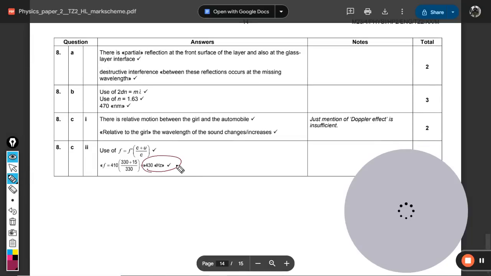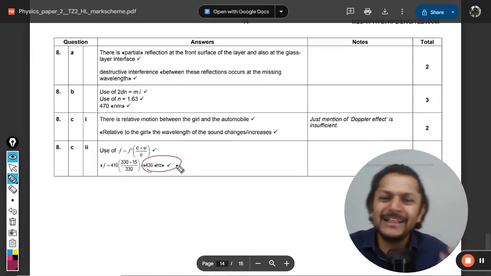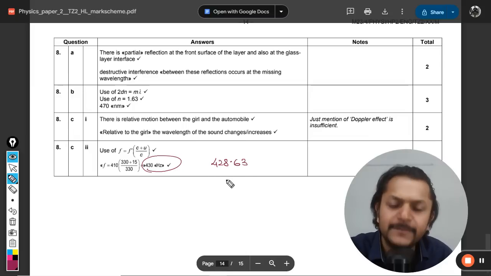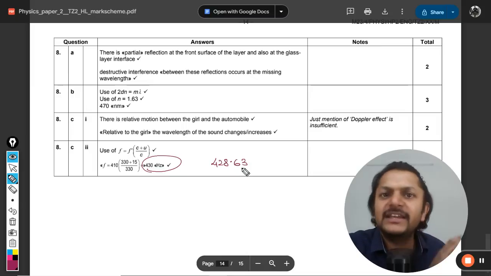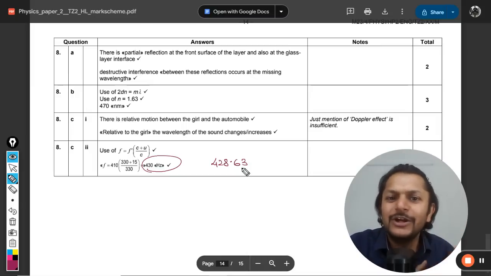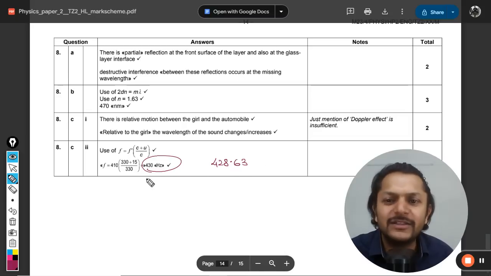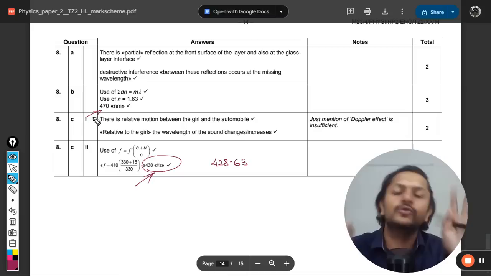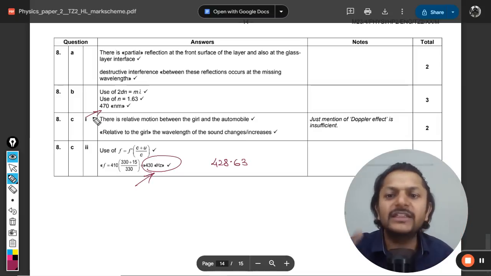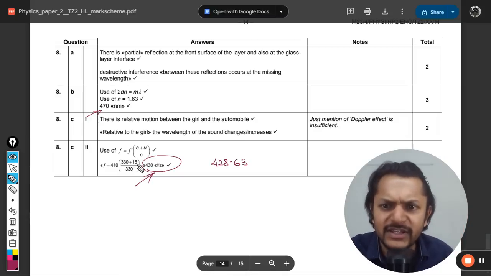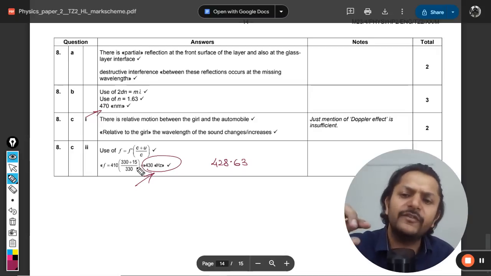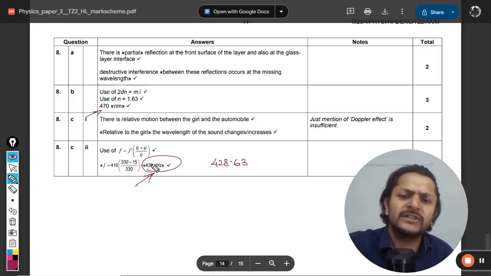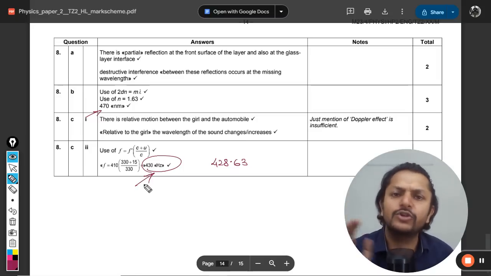Yes, I told you they would be doing it. So they have done it. Our answer is 428.63, which should be rounded off to 429, by the way. But anyway, I have seen that IB is usually interested only in two significant figures, so every time they round off to two significant figures. The reason could be that the velocity given here, 15, has two significant figures. So the minimum number of significant figures is 2, and your answer will be two significant figures. That is why they report it to be 430 hertz.